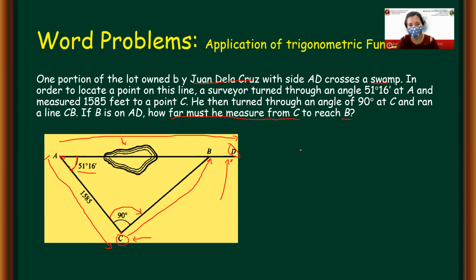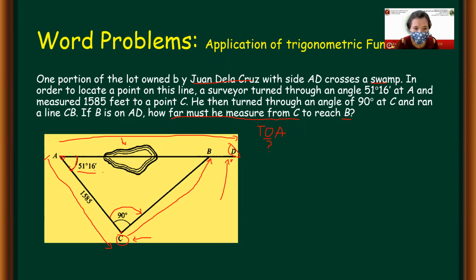What other function can we use? TOA, ma'am. Oh, we can use TOA. So what do we need? We need an opposite and an adjacent to an angle. So the opposite here is our question mark.